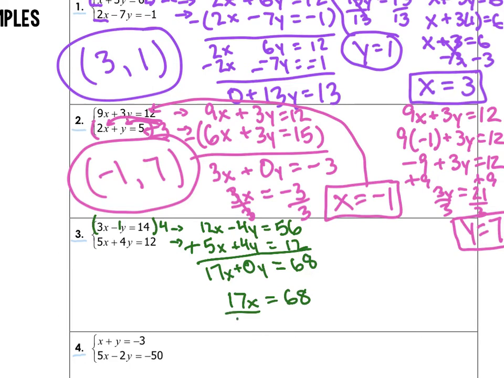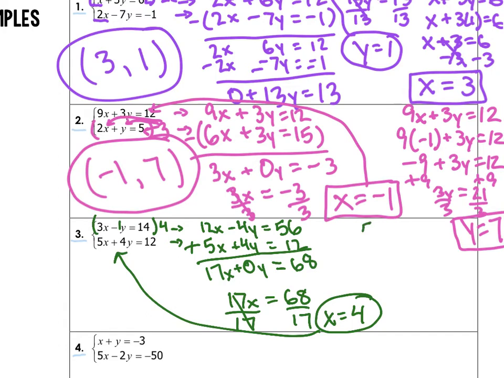If I divide both sides by 17 to get x by itself, I find that x is equal to positive 4. Now, of course, we're not done yet. I still have to take this and plug it into one of the equations. I think this time I'll plug it into the bottom equation. Remember, we can plug this into either equation. It doesn't matter. So let me see here. 5x plus 4y equals 12. That's the equation I'm plugging this into.